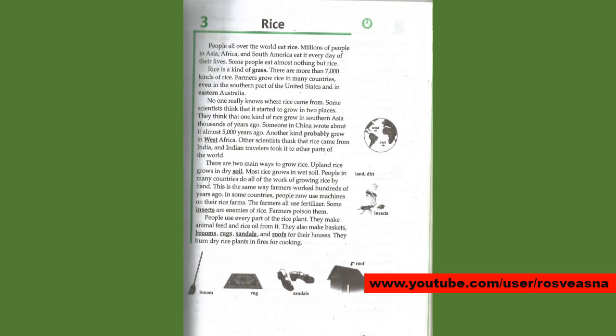Rice is a kind of grass. There are more than 7,000 kinds of rice. Farmers grow rice in many countries, even in the southern part of the United States and in eastern Australia.